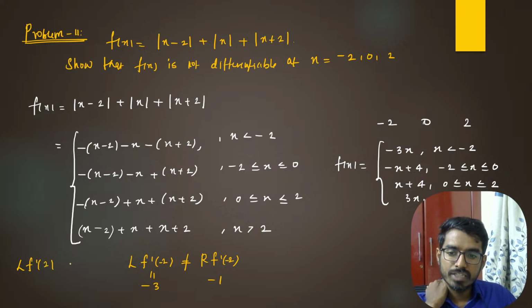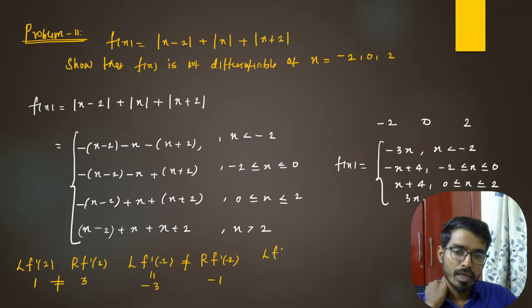Similarly, L of f dash of 2, R of f dash of 2. To the left hand side, your function is x plus 4. X plus 4 derivative is 1. Right hand derivative, to the right hand, function is 3x. That derivative is 3. So again they are not equal.